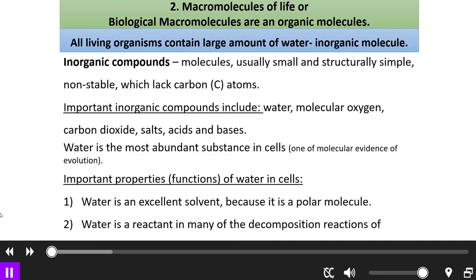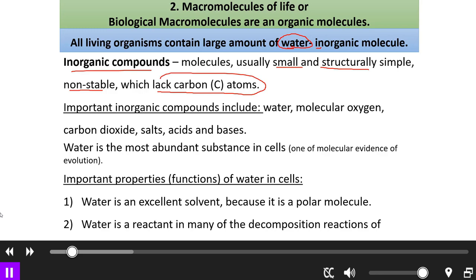This part of the lecture will be about macromolecules. Biological macromolecules, the macromolecules of life, are organic molecules. All living organisms also contain a very large amount of an inorganic molecule, and it's water. Inorganic components are usually small, structurally simple, non-stable, and they lack carbon atoms. So these are inorganic molecules or components.